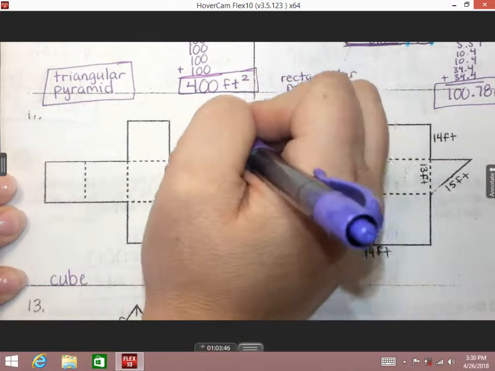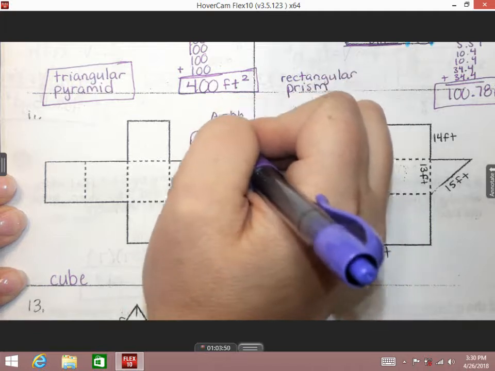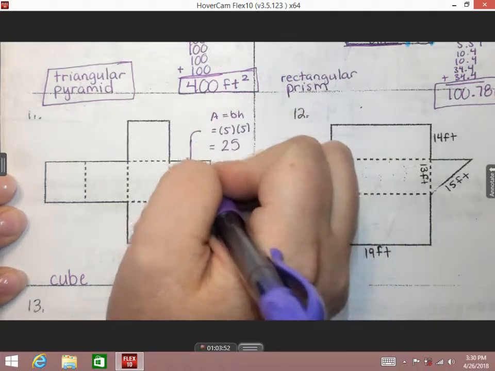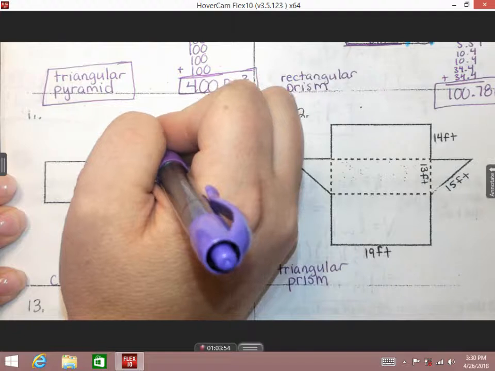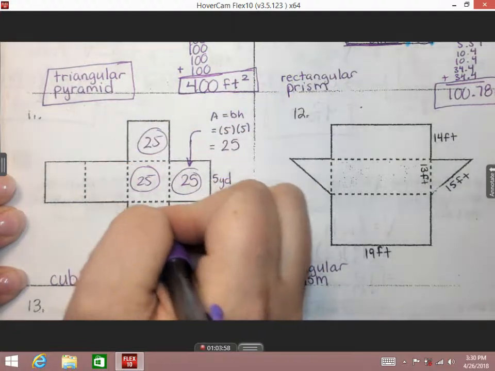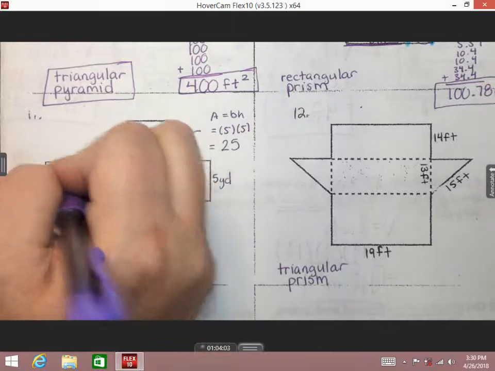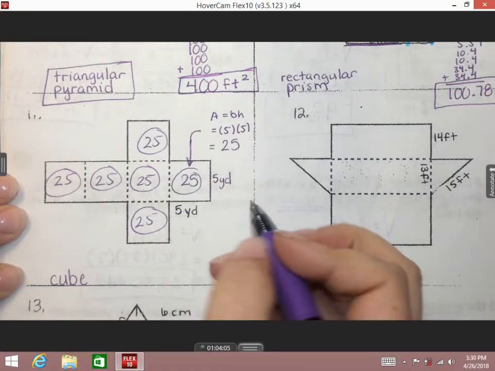It's a square, so my base is 5, and my height also has to be 5. When I multiply those, I do get 25. So that means every square on this cube is going to be 25. Once we write that in, we have two options. We can list it out and add it up. Or, since there are 6 squares, I can just multiply by 6.